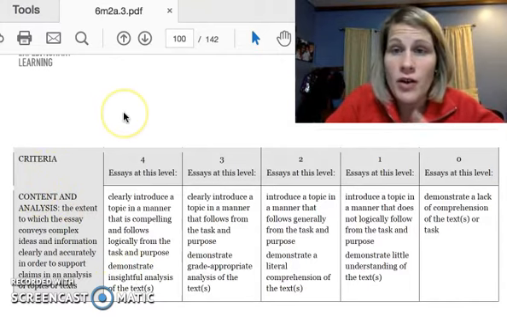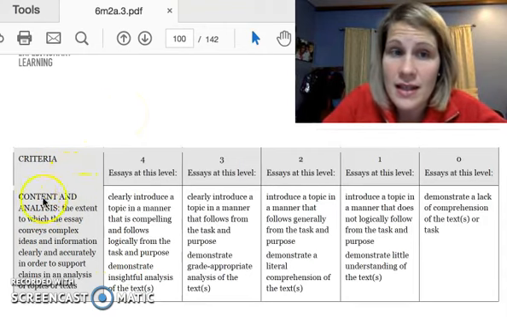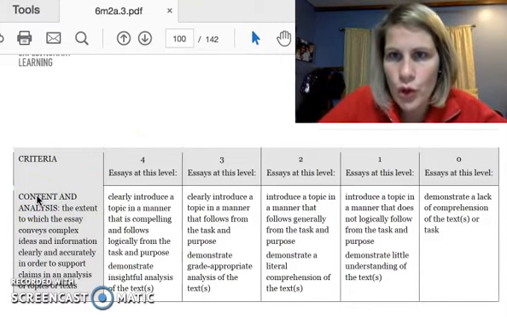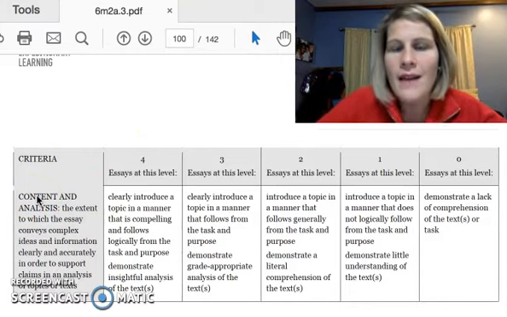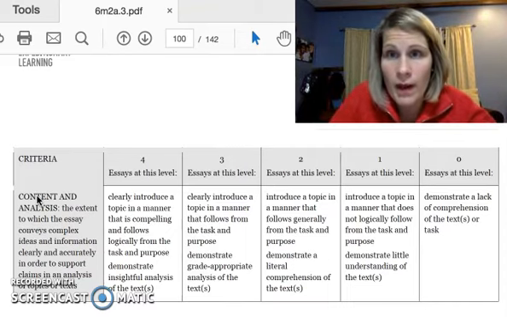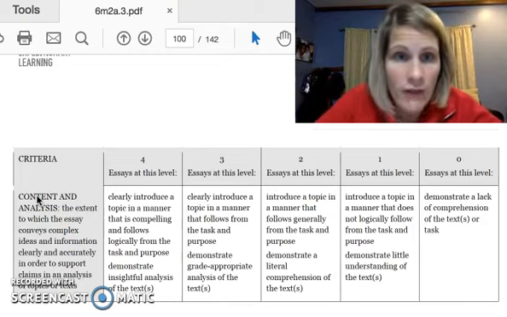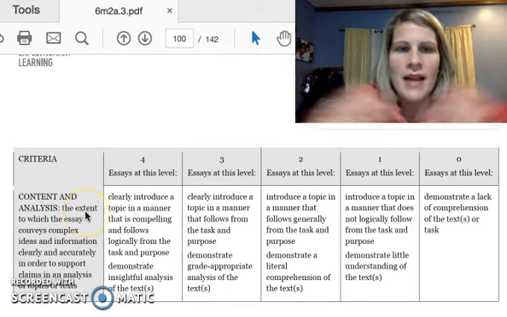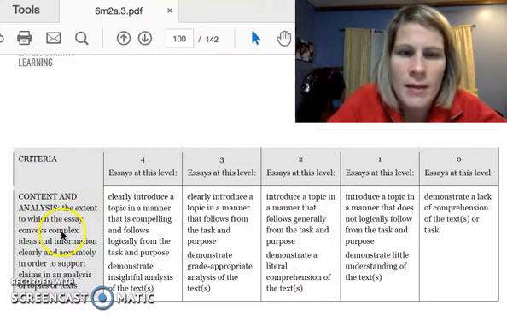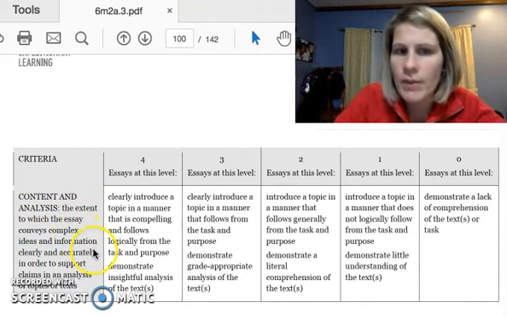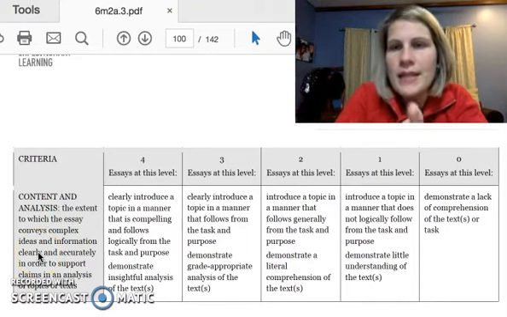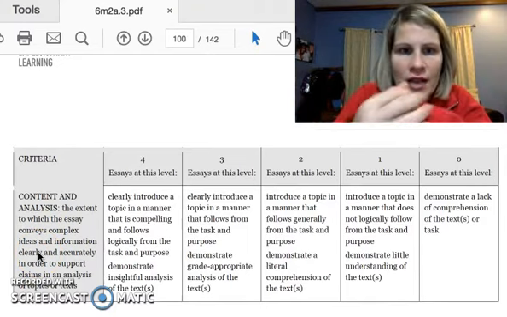In the first part of the criteria, it's content and analysis. Remember, content is what you're actually including, the stuff you chose to put into your writing. And the analysis is how you did with analyzing things as you put them into your paragraph. So the extent, that means how much, to which or how far, to which the essay conveys, that means shows, complex ideas and information clearly. So can you take a complex idea and present it in a simple and easy to understand way?